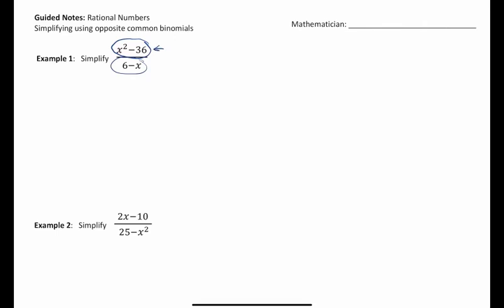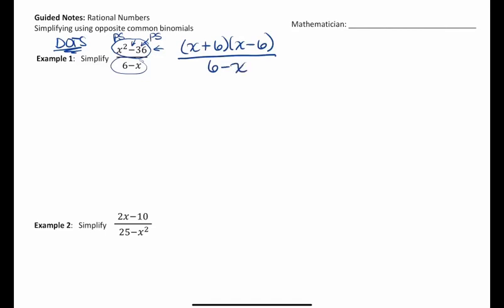That's a perfect square right there, and that's a perfect square right there. And there's a minus sign there, so that tells me that it's a difference of two squares, right? So it's got to be a DOTS. Okay, so a difference of two squares is going to factor like this: x plus 6, x minus 6. And then I'm just going to write 6 minus x in the denominator.